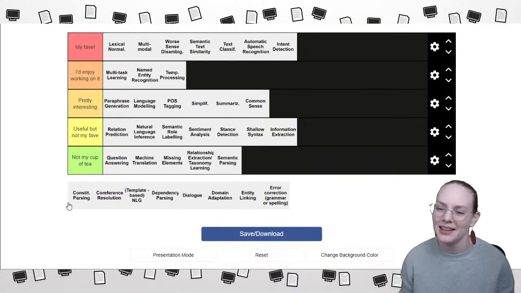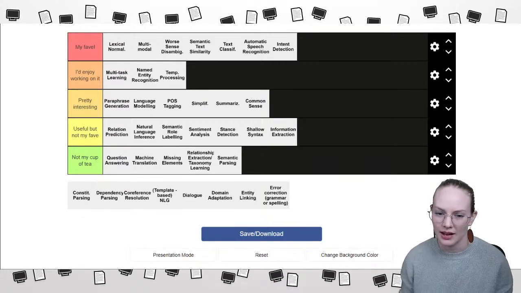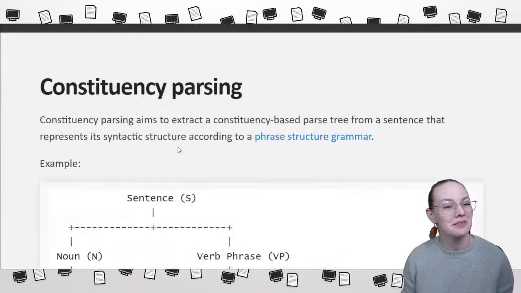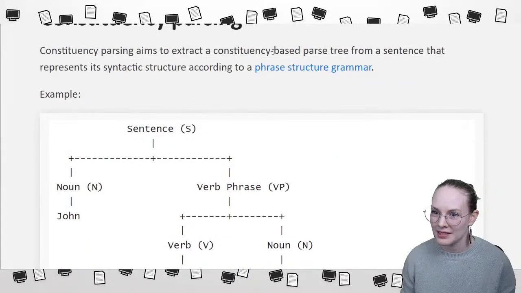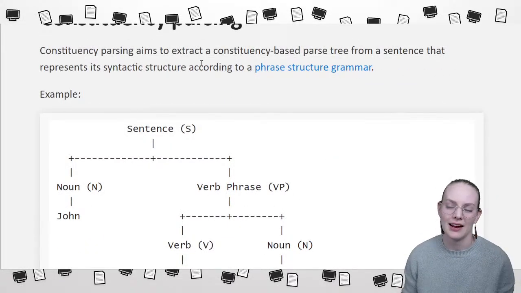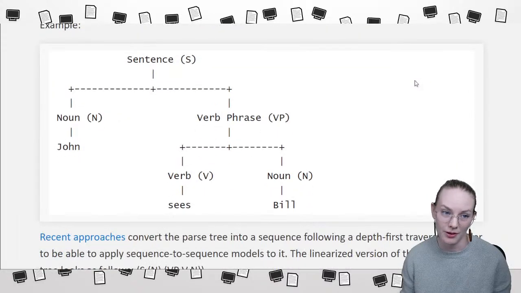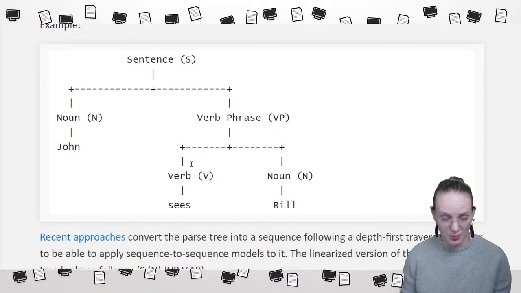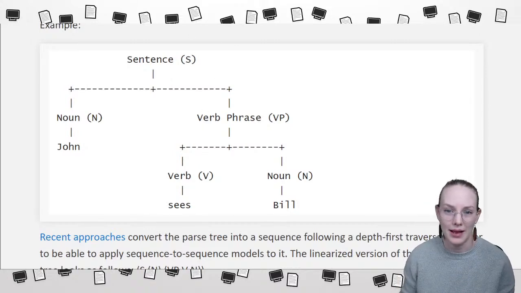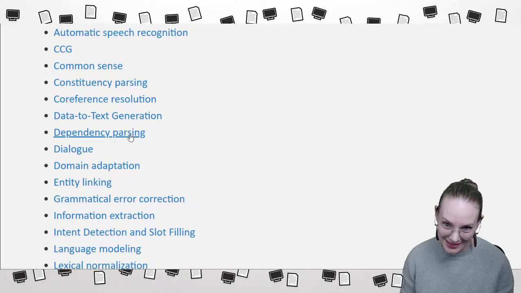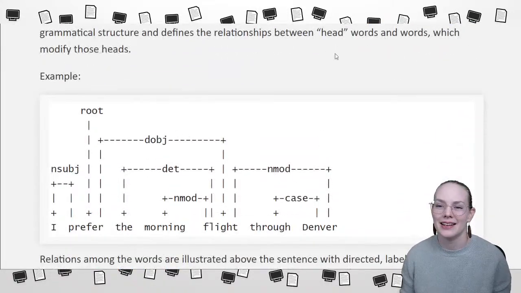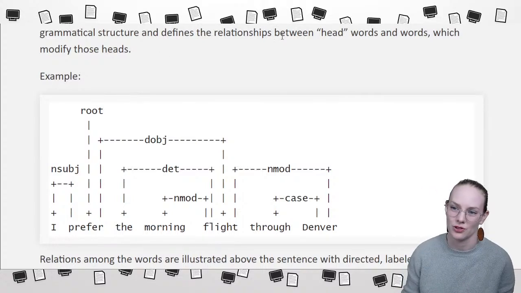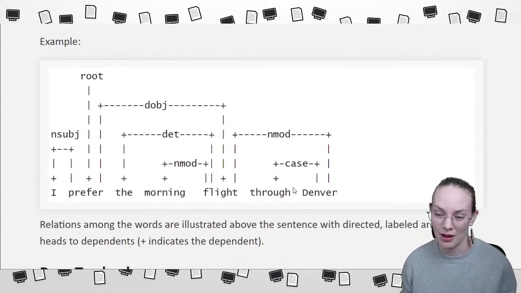Constituency parsing. So we actually have two types of parsing. We have constituency parsing and dependency parsing, and I'm just going to talk about the differences in both of them, and I'm going to say what they say, so I don't say wrong things. Constituency-based parse tree from a sentence that represents its syntactic structure according to a phrase structure grammar. So a phrase is made up of various words with various parts of speech and their relationship to each other in some way. And a dependency grammar is the task of extracting a dependency parse of a sentence that represents its grammatical structure and defines the relationship between head words and words that modify these heads.